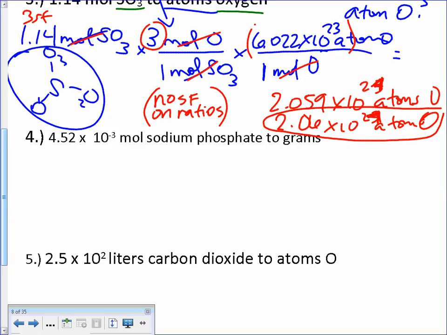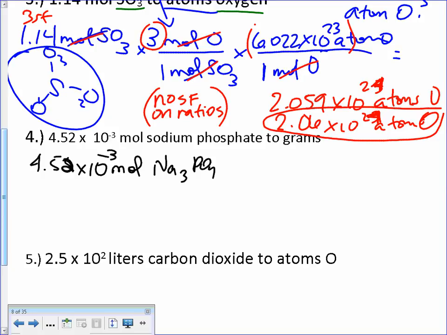Thank you. Okay, so this one, I'm giving you sodium phosphate. I'm not going to write down names anymore because you are masters of chemistry. So tell me what I'm starting with here. So I'm starting with the number 4.52 times 10 to the negative 3 moles of what? Tell me the formula. Go for it. Na3PO4. Okay. So sodium phosphate.